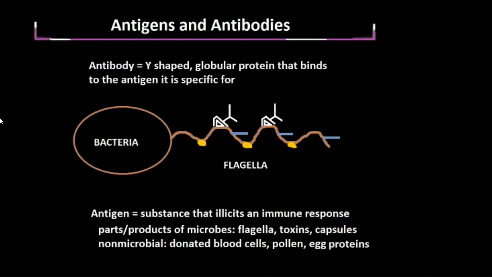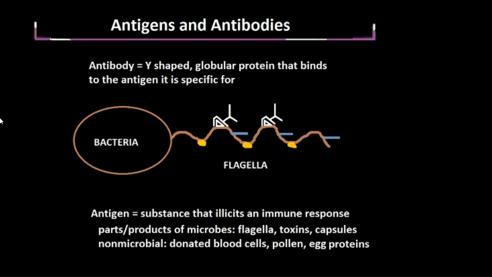An antibody is a Y-shaped globular protein that binds to the antigen that it is specific for. In other words, it is a Y-shaped globular protein that binds to the antigen that it was made in response to. Because an antibody is a globular protein, it's also referred to as an immunoglobulin.